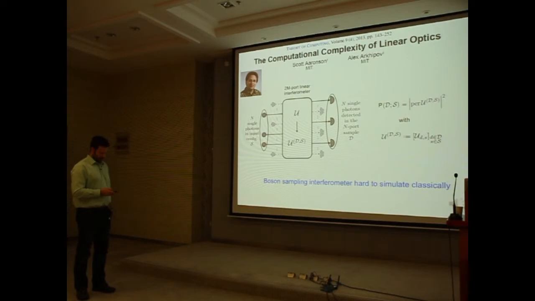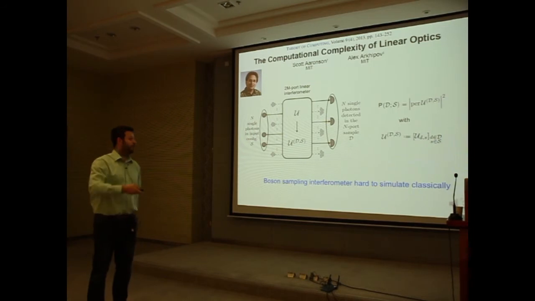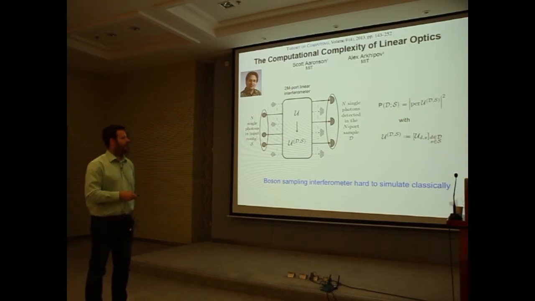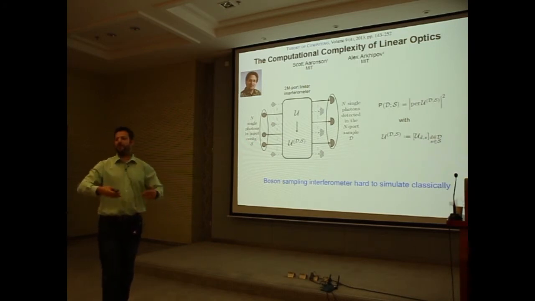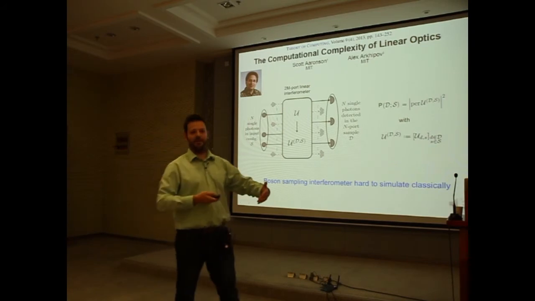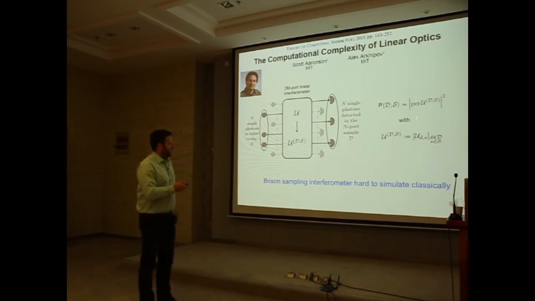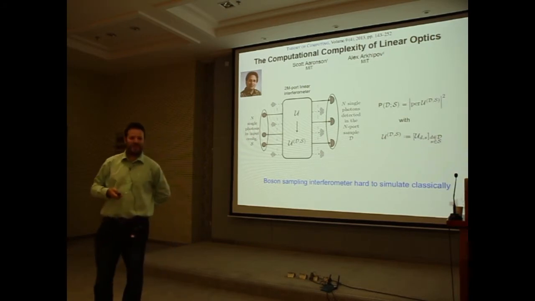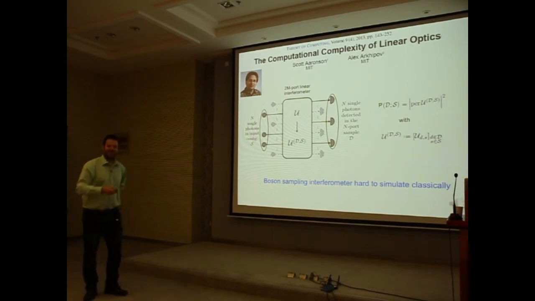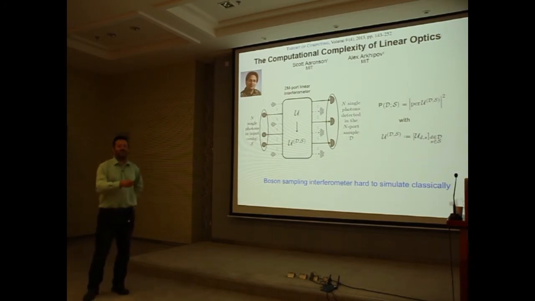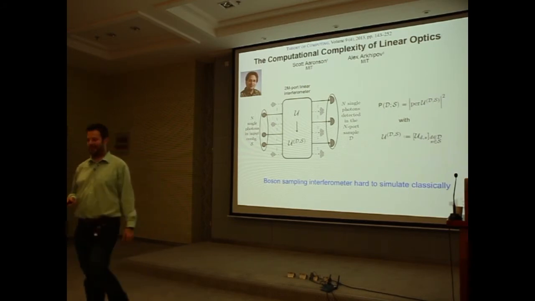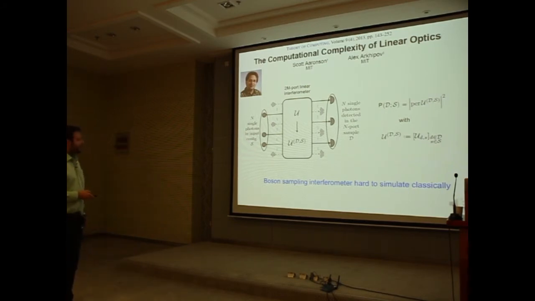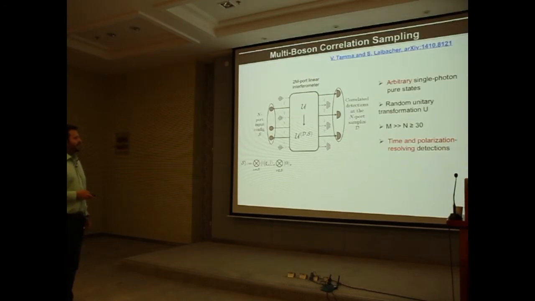And they showed that, first of all, the probability of detecting the n photons in a particular sample D, given an input configuration S, depends on the permanent of the submatrix associated to the input configuration and the output sample, right? They show in their paper, the 90-page paper that John mentioned so many times, that boson sampling interferometry is hard to simulate, okay? But again, the requirements here are indistinguishable photons and non-resolving detection.